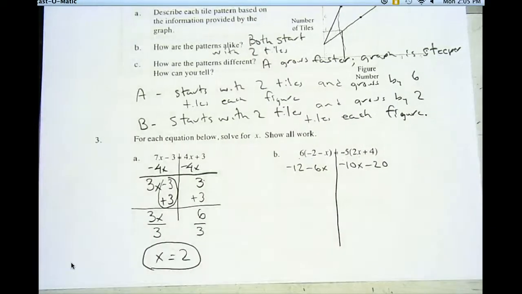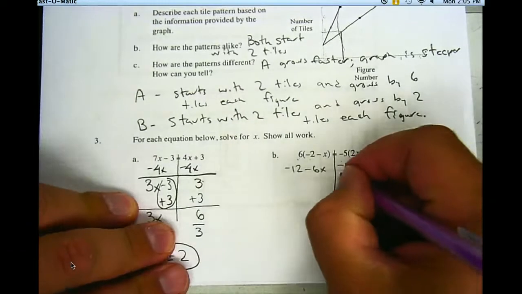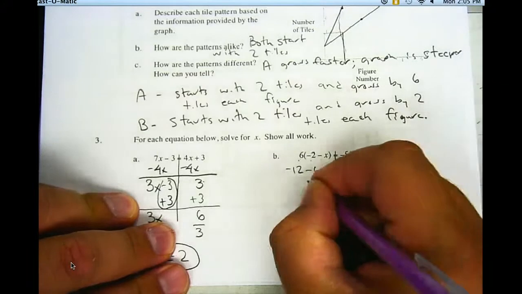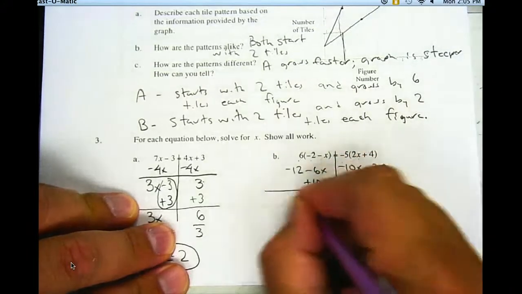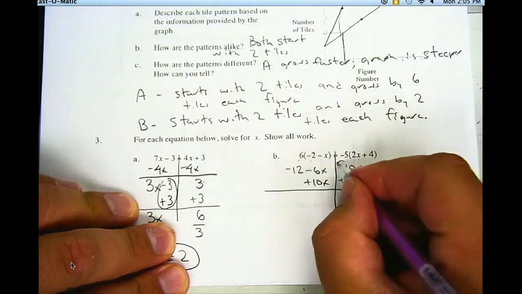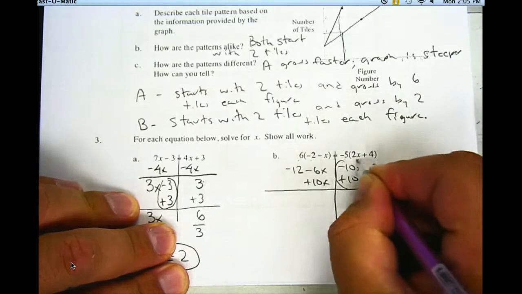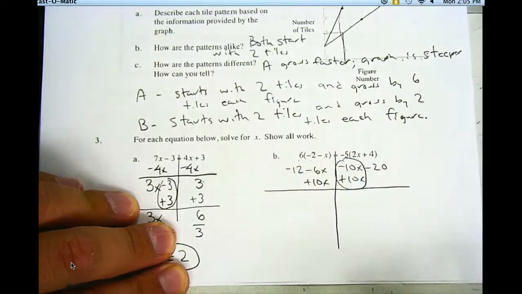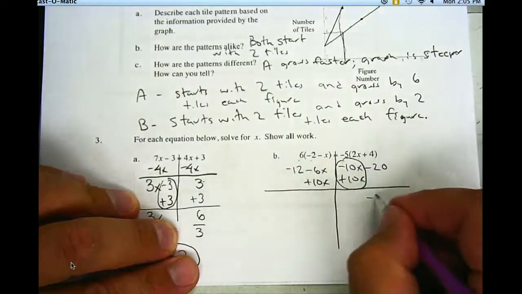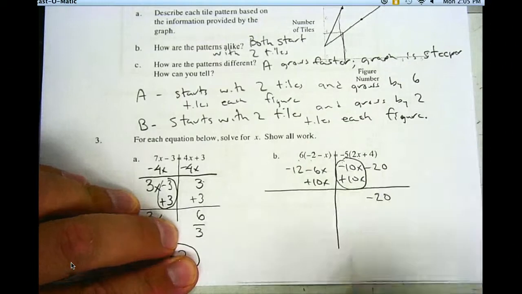Okay, now I've got to isolate x on one side of the equation. Right now I have x's on both sides of the equation. So what I'll do is I'll try and add 10x's to both sides so I can zero out the right side. So if I add 10x there, I also have to add 10x over here. Now the negative 10x and positive 10x make 0. So I'm just left with negative 20 on the left side. Remember, I have to take that negative sign down with 20.